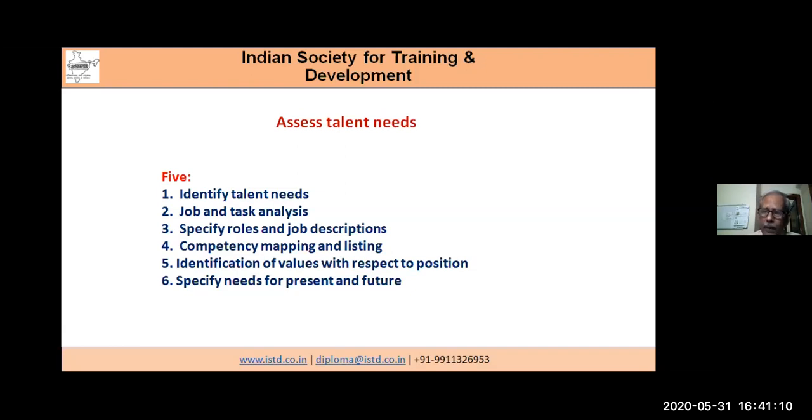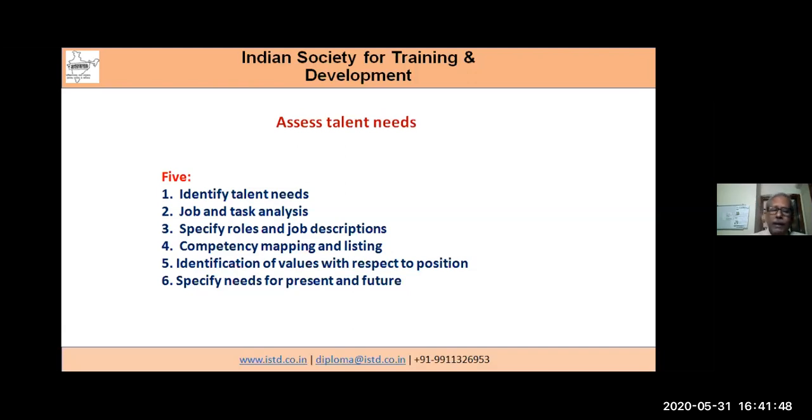And that again will be seen from the specific roles and job descriptions. What are the kind of job descriptions that they will have? So accordingly, the people that you're going to select, the talent that you're going to find out, should be according to that. There is a need for making the competency mapping. Even that is going to help the organization to find suitable people: competency mapping and listing out those people who are suitable in those areas as per the competency mapping, the job and task analysis, and the job descriptions.